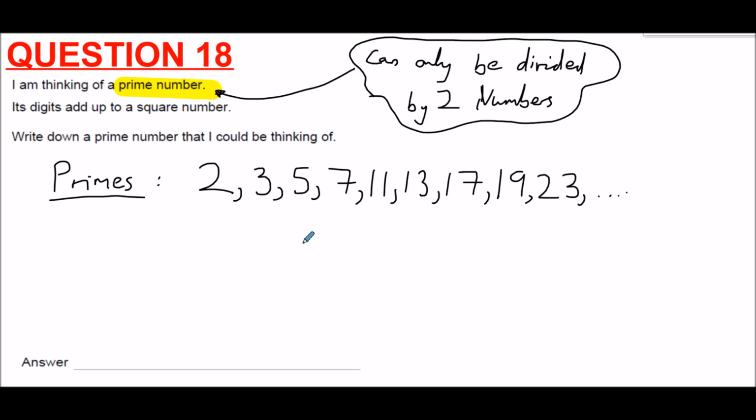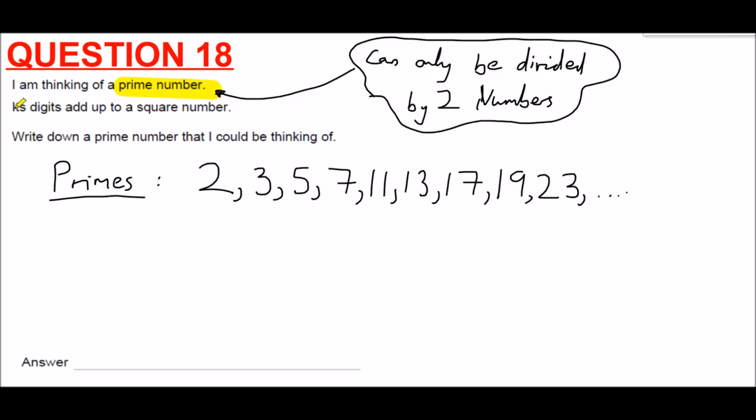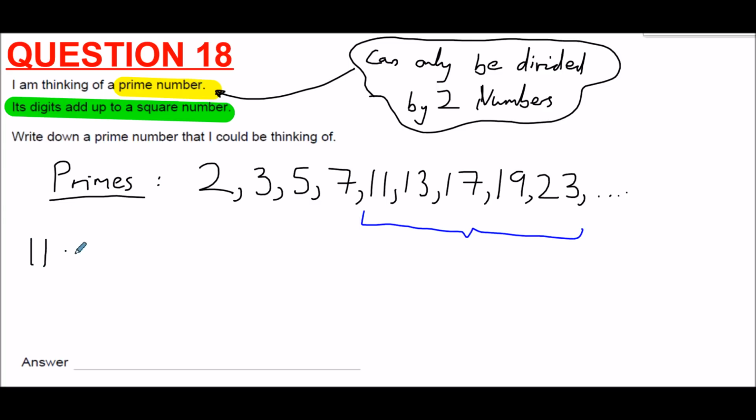So it says next, its digits add up to a square number. Notice it says digits plural, and so chances are we're going to be looking here for at least 2-digit number. So let's try 11. What do the digits of 11 add up to? 1 plus 1, they add up to 2. But 2 isn't a square number, so it can't be 11.